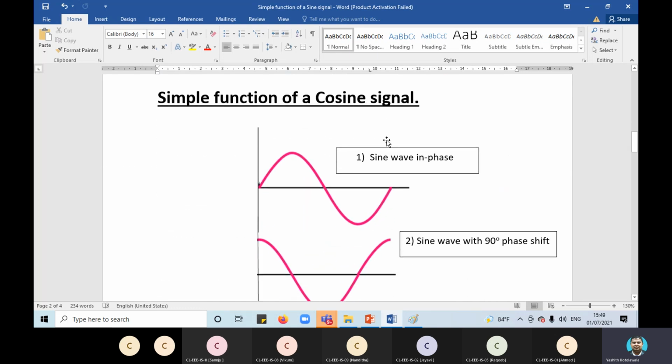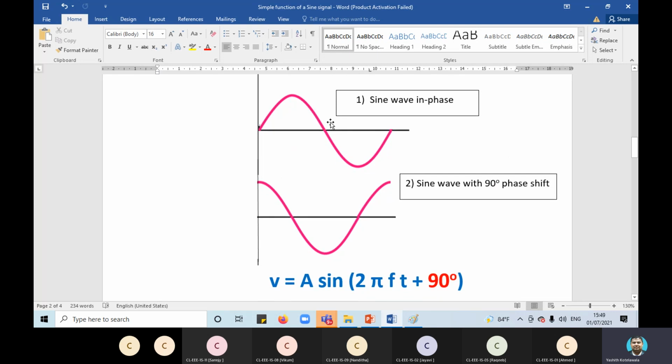Simple function of a cosine signal. First of all, we need to graphically distinguish between a simple sine signal and a cosine signal.